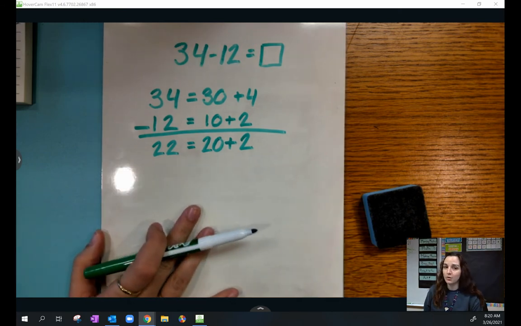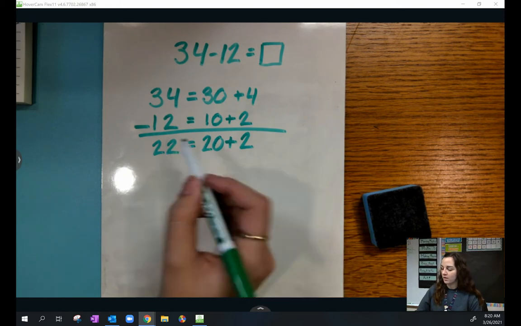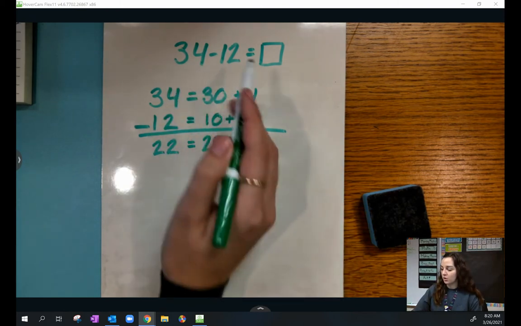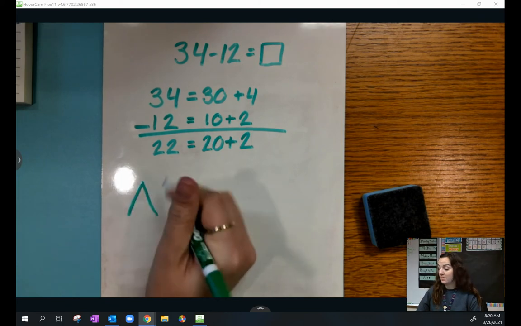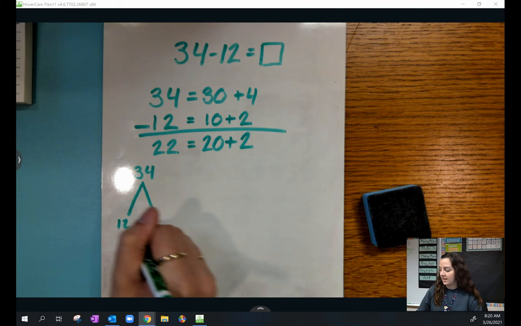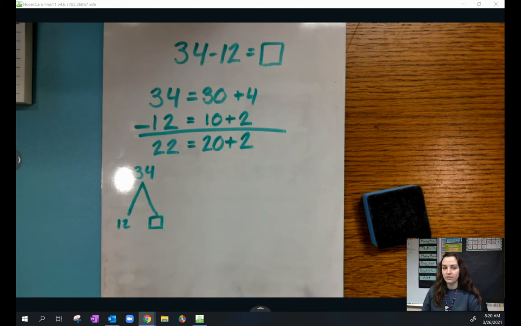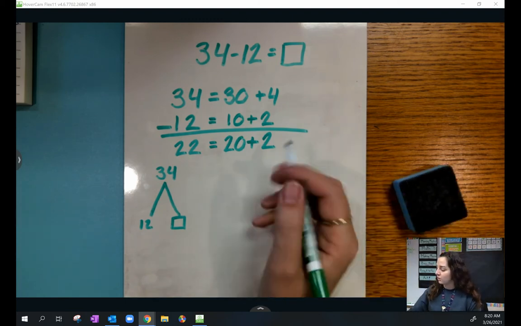And then I always have them draw a proof drawing because it just solidifies that thinking a little bit more. So we start with our total, which is 34. Oh, start with my math mountain too. So my math mountain, I have 34 at the top, 12 is an addend, unknown is my other addend. So from here, I take my total and I draw it out.